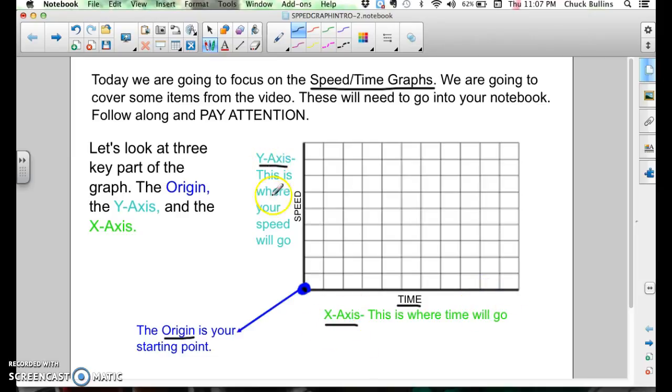Most of the time, your speed for these types of graphs will be on the y-axis. I will not be giving any to you that are any different than that. And on your x-axis will be your time. Your starting point, because you have to have a starting point, is your origin, is where things can start from. So just remember where your origin is. This is where you would be starting from.